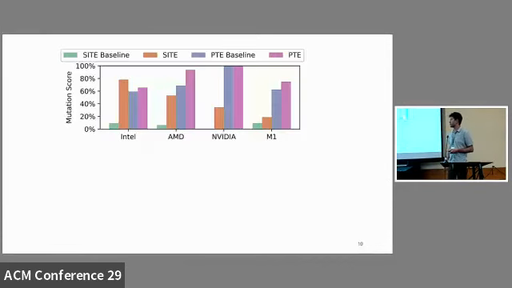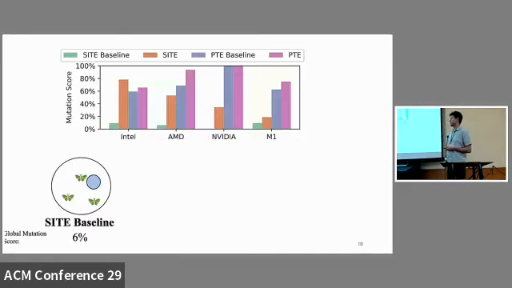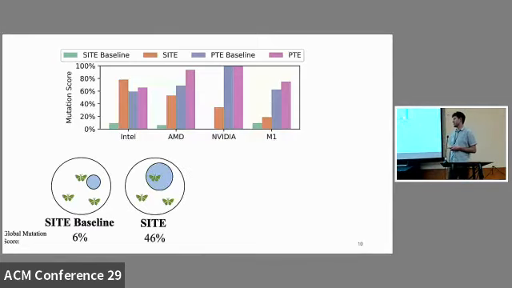So this graph shows the mutation scores finding weak behaviors in mutants using different strategies. The SITE baseline, or single instance test environment, is basically a very naive strategy where you run one instance of the test with no added stress on your memory system. And you can see the mutation score is pretty low, 6%, which means you don't see very many weak behaviors. SITE, single instance test environments with previous state-of-the-art stress, achieves a mutation score of 46%. So okay, but we could do better.